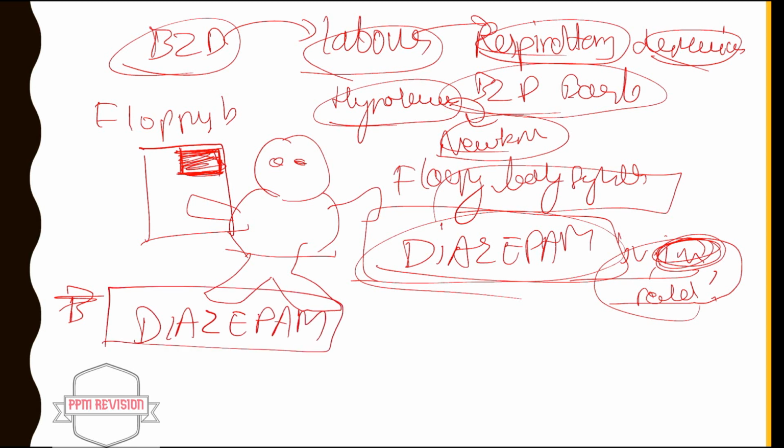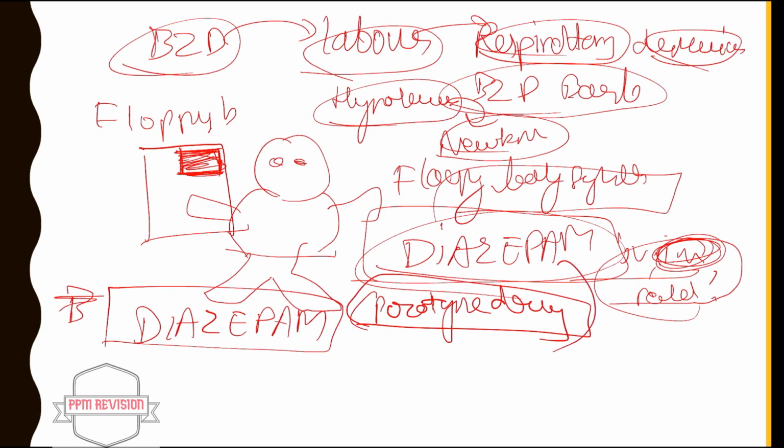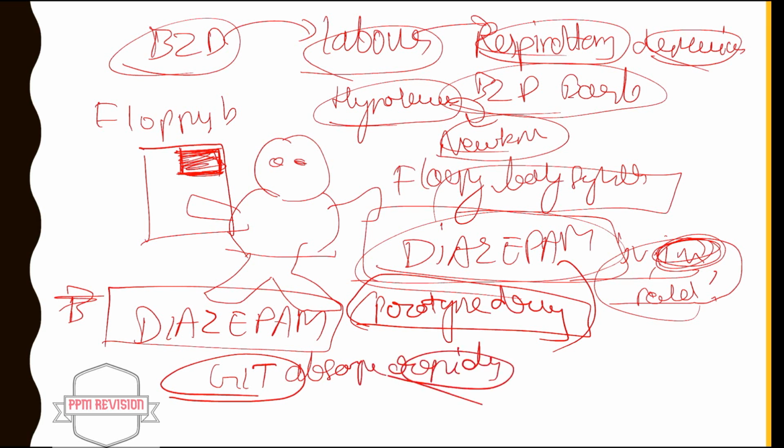It is rapidly absorbed in the gastrointestinal tract and it produces active metabolites. So this is nothing but a prodrug. This needs to be known, that diazepam is a prodrug. Now looking at the important points, it is rapidly absorbed from the GIT, and active metabolites are produced.